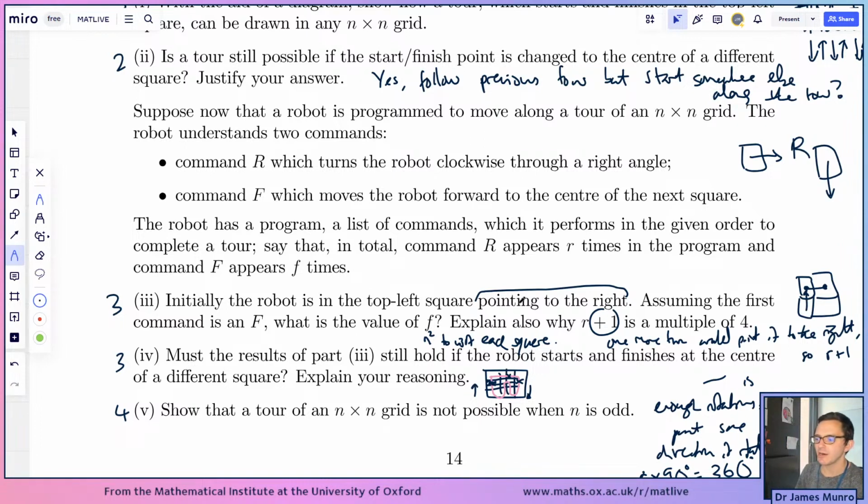I'm not sure if that's part of the thing that we're changing. So in part 3, we're given that initially the robot's in the top left square pointing to the right. And then we're asked about what if it starts and finishes at the centre of a different square? I'm not clear whether we should still assume it's pointing to the right at the start and the first move is an F, or whether we're tweaking that. Not the clearest question writing, or maybe I've just confused myself. What's chat think?